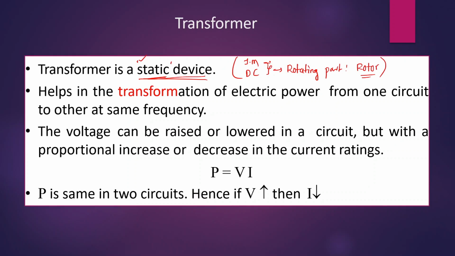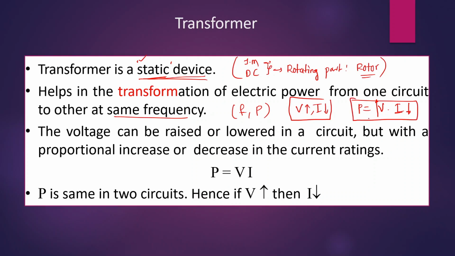Now, a transformer helps in transformation of electric power from one circuit to another circuit at the same frequency. Frequency and power will be the same, even though the voltage and current may vary. So what is the power here? Power is the product of voltage and current. That means if from one circuit to another, the voltage is increased, then the current should decrease so that the product of voltage and current will be constant. This is what happens in a transformer.